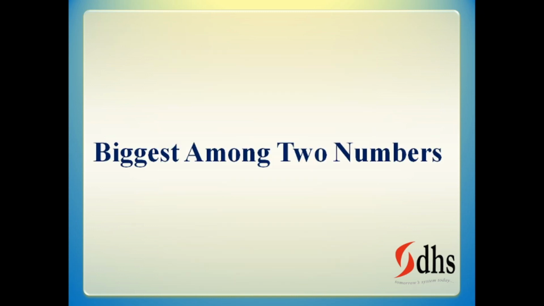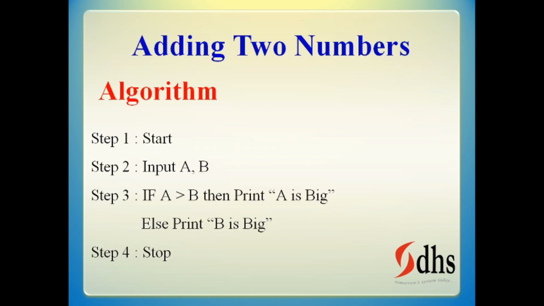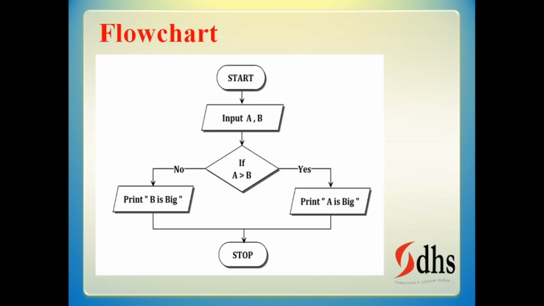Then biggest among two numbers. We can see the algorithm. Start, input A comma B. It is a control statement. If A is greater than B, then print A is big. Else print B is big. Stop. This is very simple. Now we can look into the flowchart. Start, input A comma B. Here we are using a diamond.